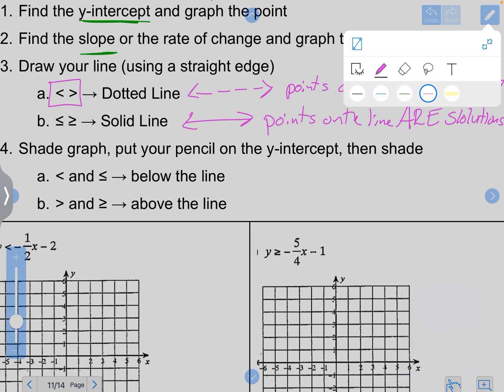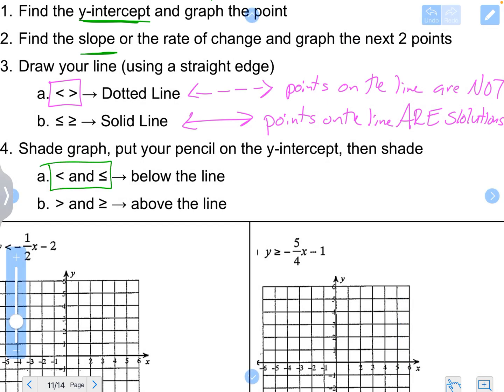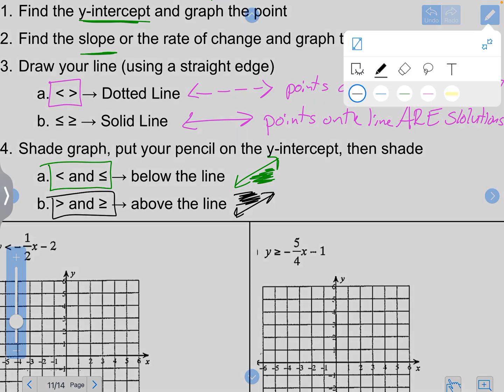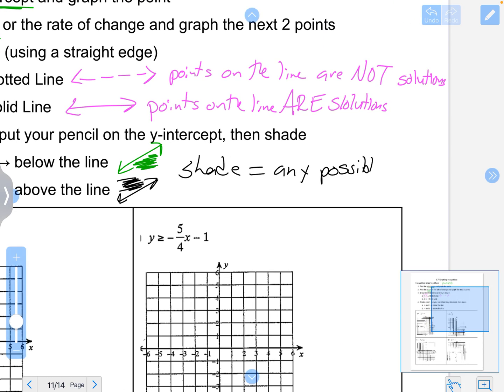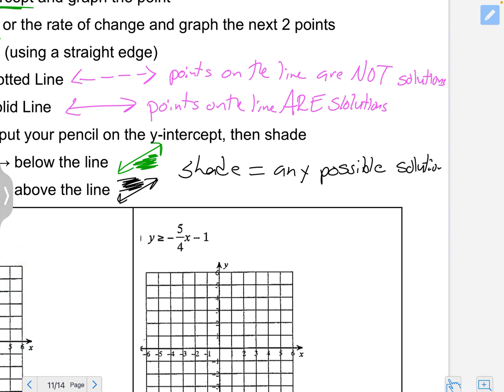And then our last big thing we've got to know is that if it's less than or equal to, we are going to shade below the line. If it is greater than or equal to, we're going to shade above the line. And so what this shading means is any possible solution. And our shaded area is also known as our solution set. So that's the set of all of the numbers that are possible and that work.